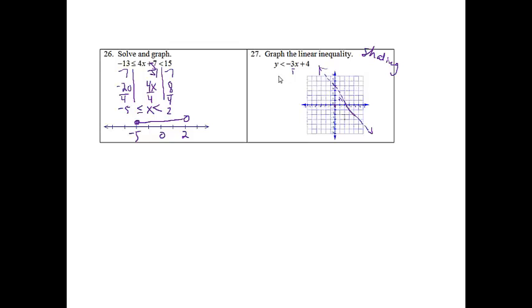Okay, and then if you remember, we're going to shade one of those sides. So I'm going to test (0, 0) in here. So I'm going to get 0 < -3 times 0, which is 0. 0 + 4 is 4. So is it true that 0 is less than 4? Yes, that is true. So we're going to shade the side of the line that has the 0 on it. And remember, all of the points, if you pick in here, they would work in that equation.